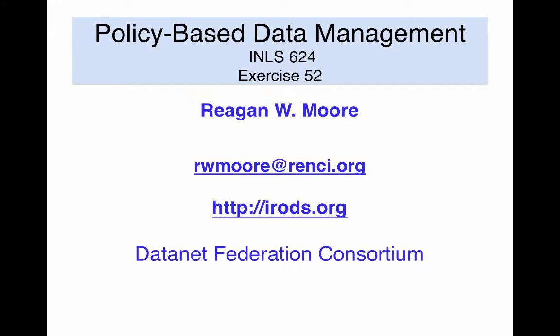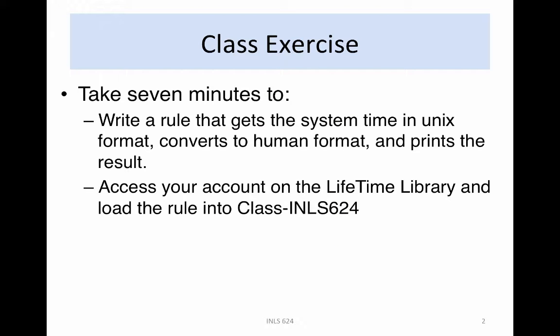Take 7 minutes to complete exercise 52. Write a rule that gets the system time in Unix format, converts the time to human format, and prints the result. Please load your rule file into the lifetime library in the subcollection class INLS 624 by the end of today's class.